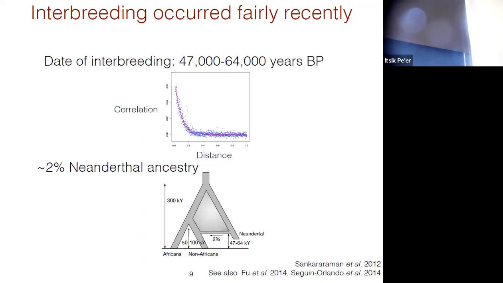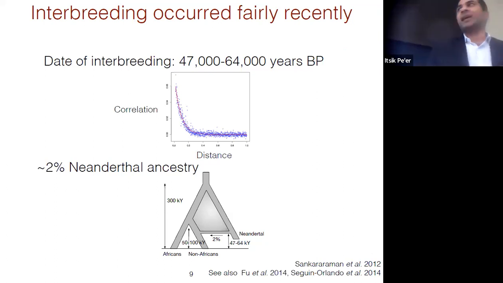So by measuring this decay constant, we estimated that the date of interbreeding can be traced around 50,000 years ago, with fairly large confidence intervals. And this large confidence interval comes about because of different sources of error that we have to integrate into this analysis. Errors in these genetic maps that we're using to measure distance, as well as our lack of certainty about generation times.